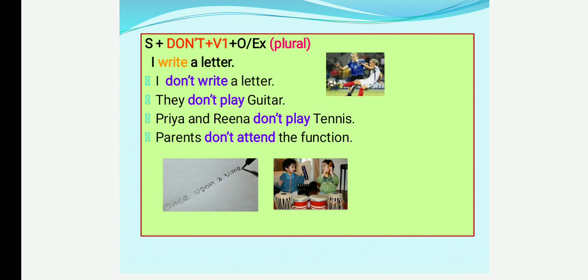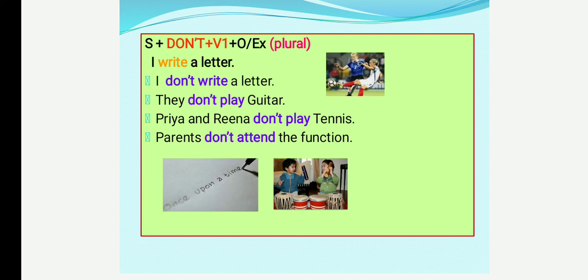So we have the first person singular I. So we have to use the helping verb do. And what is the word we have to use to convert the sentence into negative? We are just simply going to add the negative word not. And what is the contracted form of do not? Don't. I don't write a letter.